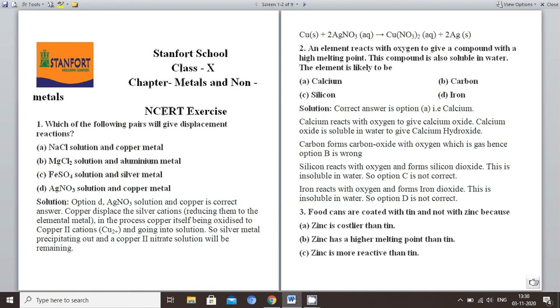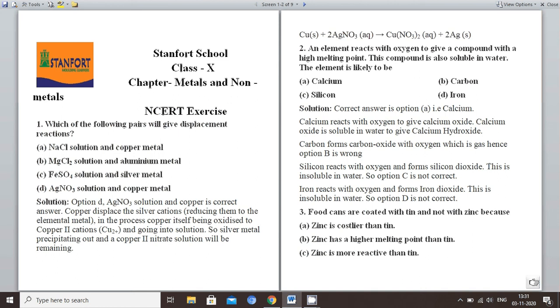Next, AgNO3 and copper metal. Yes, copper can displace silver from its silver nitrate solution, so that means option D is correct. Okay, now the second question is, an element reacts with oxygen to give a compound with a high melting point. This compound is also soluble in water.